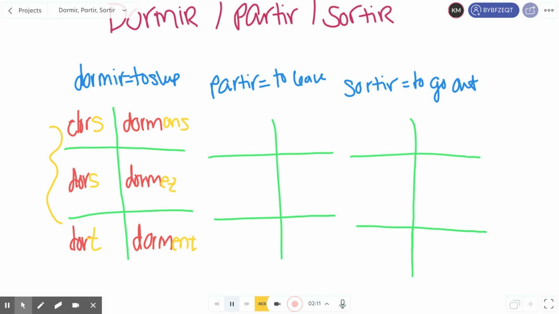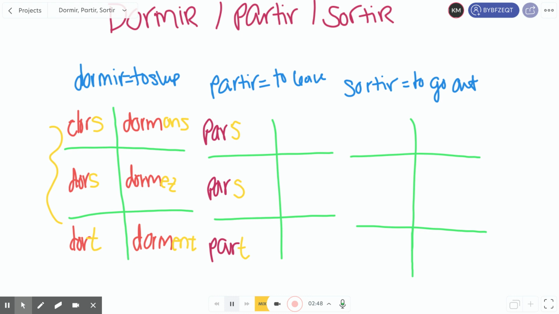All right, the good news about these verbs is that they all conjugate the same way. That's why we're learning them all together. So for partir, we're going to write the same thing. We're going to drop this TIR for the first half. And so we're going to write our stem. And then let's add on our endings. So our endings for this are the same as what we used in dormir. So it's par, par, and par.